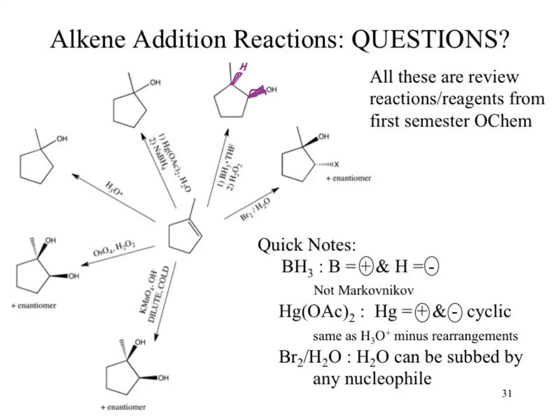The mercuration reaction is sort of selective at first, but then you lose selectivity in the second step. So there is no real stereochemistry concern there. You end up with enantiomers.